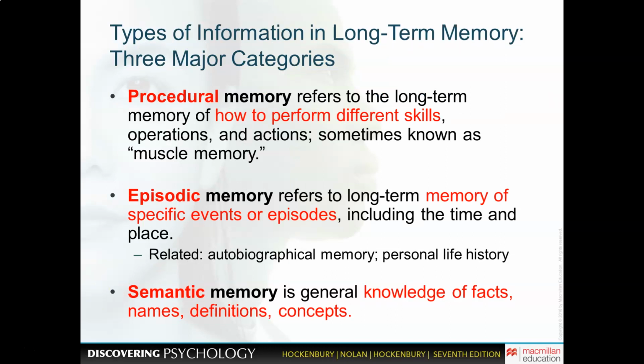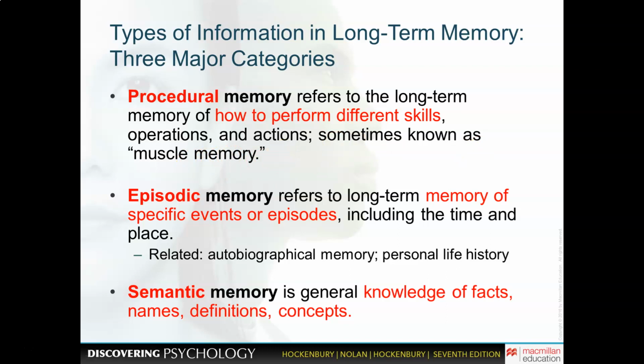So there are 3 types of information in our long-term memory, basically 3 categories. Number 1, procedural memory. That is how to perform different skills. Okay, you see how I put these in red right here. Procedural means how to perform different skills. Also, that's sometimes known as muscle memory. So that usually comes automatic.